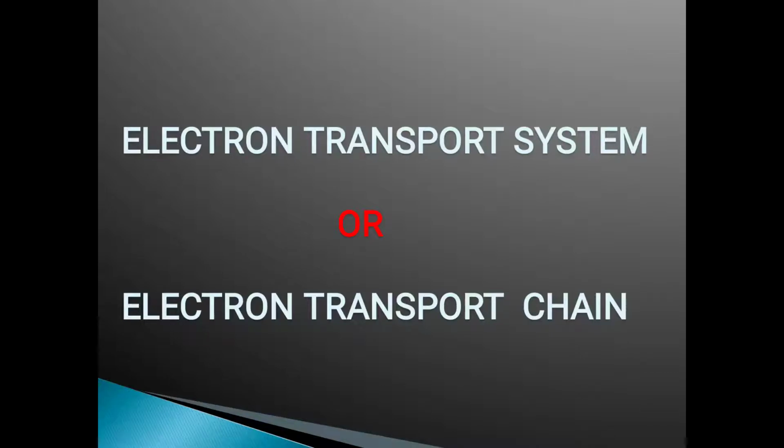electron transport system, or the oxidation and reduction of enzyme complexes with the help of oxygen. This type of formation of ATP by means of phosphorylating ADP in the presence of oxygen is known as oxidative phosphorylation. So we also call the electron transport system oxidative phosphorylation.